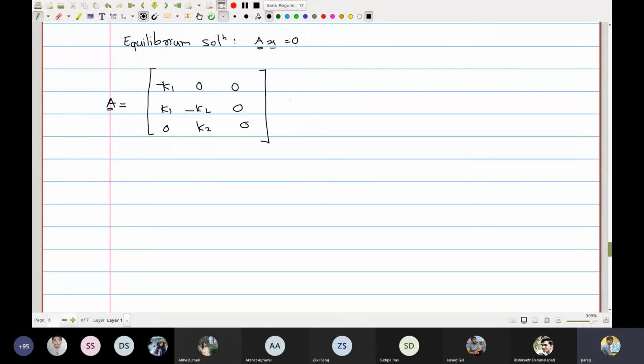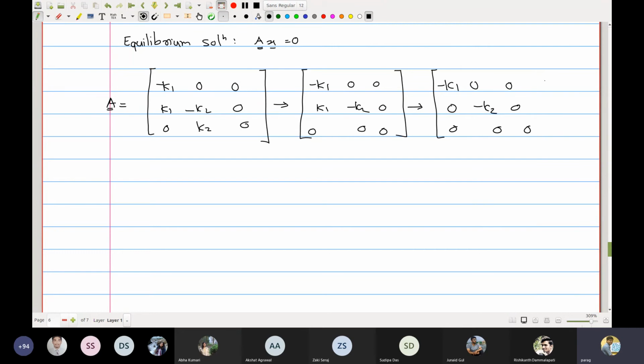Okay. And what you will do is you will do elementary row operations. This will be minus K1, 0, 0, K1. I will add these two, so this will become 0. No, this will remain as it is. Minus K2, 0. The third one will become 0. And I will further change this to minus K1, 0, 0. This will become 0, minus K2, 0, 0, 0, 0. So I have row reduced my matrix.